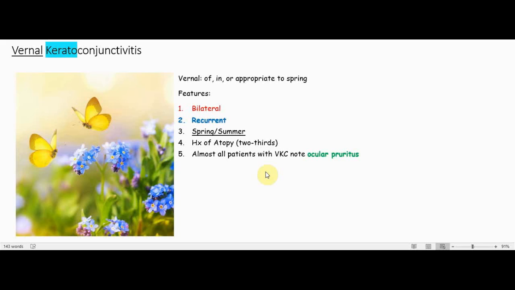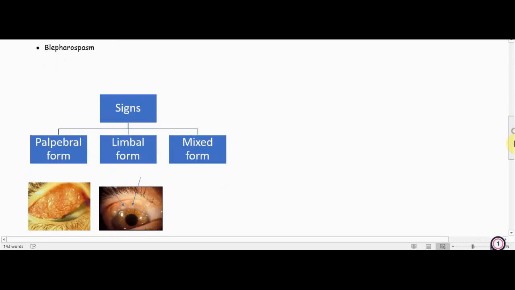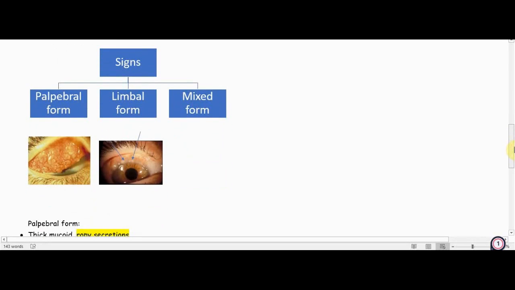We also talked about the classical clinical presentations, the fact that ocular pruritus will be present in pretty much all cases. In addition, we talked about the classification of vernal keratoconjunctivitis into palpebral and limbal forms on the basis of different clinical signs. The palpebral form is basically characterized by the presence of large papillae on the conjunctiva lining the upper eyelid, and the flat topped appearance of the large papillae gives a classic cobblestone appearance, as you can see over here.